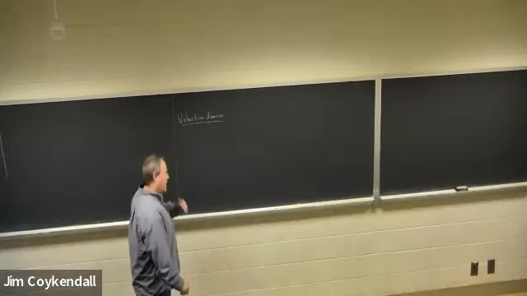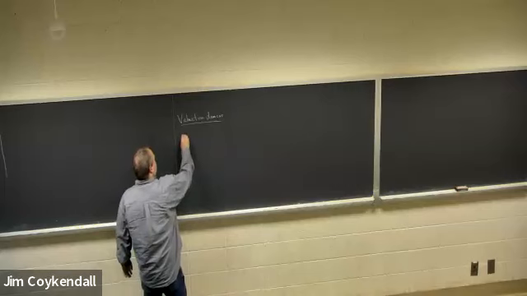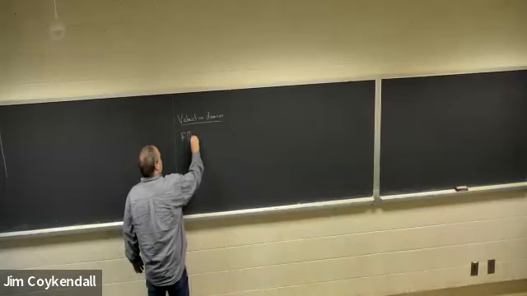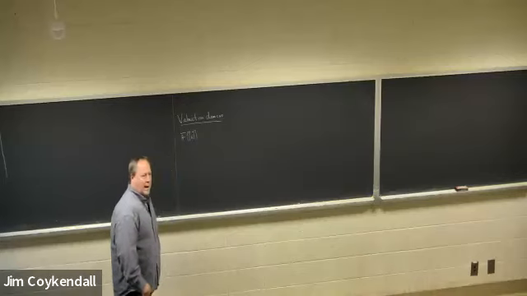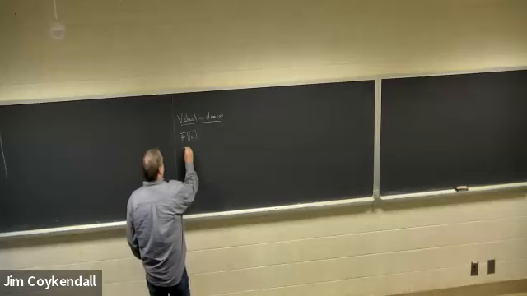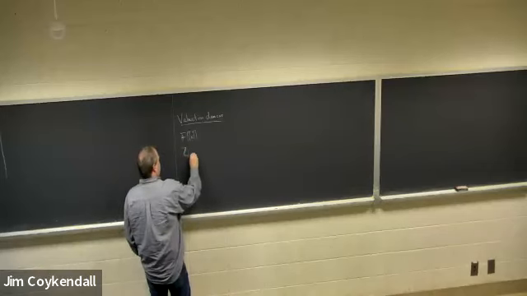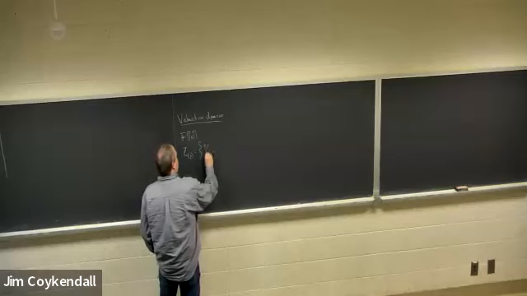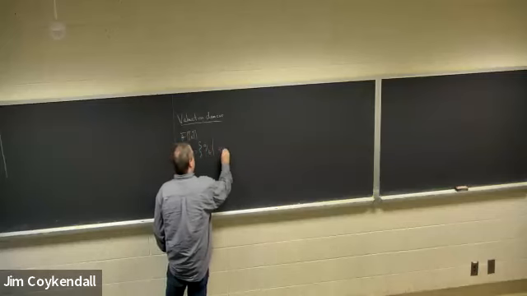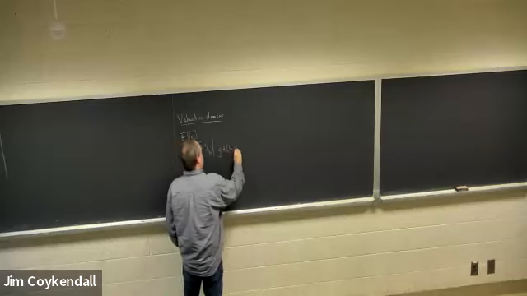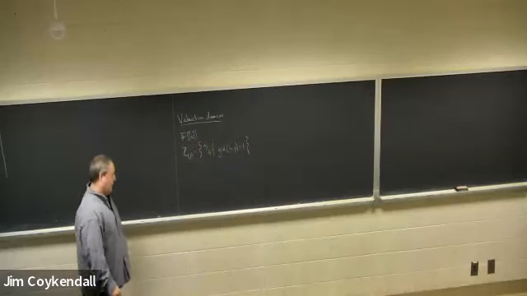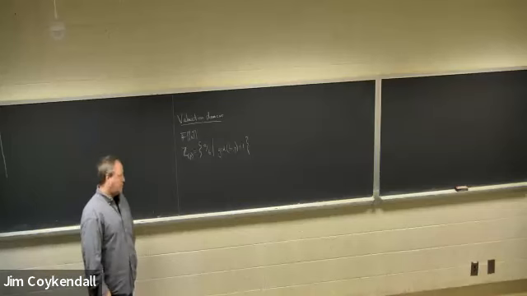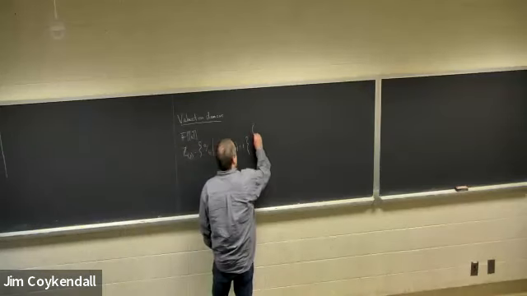So I gave you some examples last time. Formal power series over a field. Z localized at a non-zero prime P. These all have value group Z.